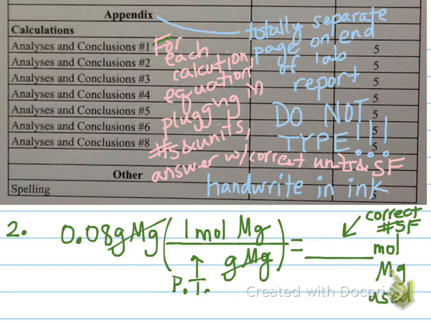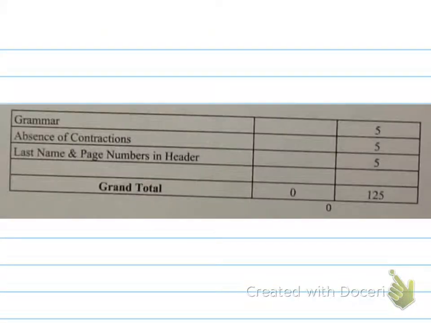There's still spelling. Every time I find a spelling mistake, you'll lose a point. Grammar: when I can find a grammar mistake, you'll lose a point. Absence of contractions: that means if you type can't instead of cannot, you're going to lose a point. And then again, make sure you have your last name and page numbers in your headers, including on your appendix.